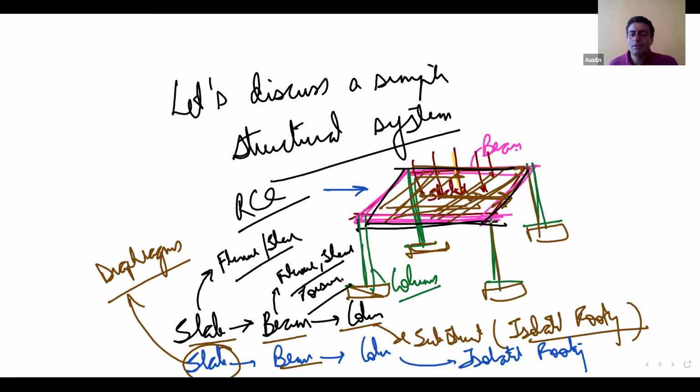Now columns, because of their placement and because of their configuration, which are the major design actions that the columns have to take? Tell me.